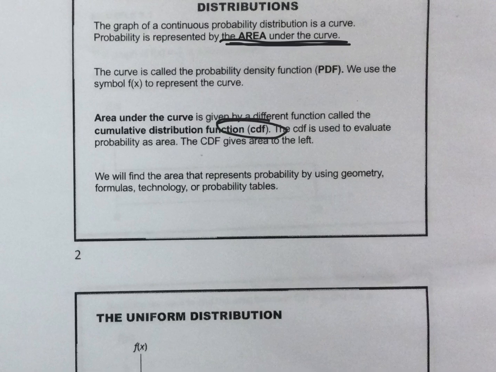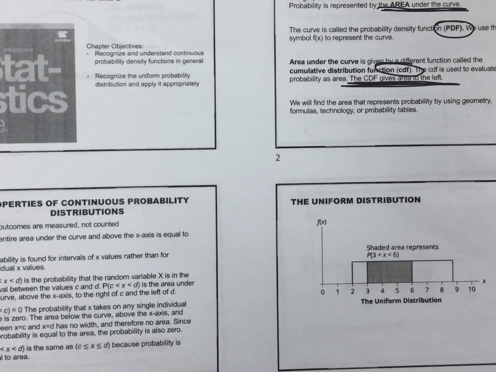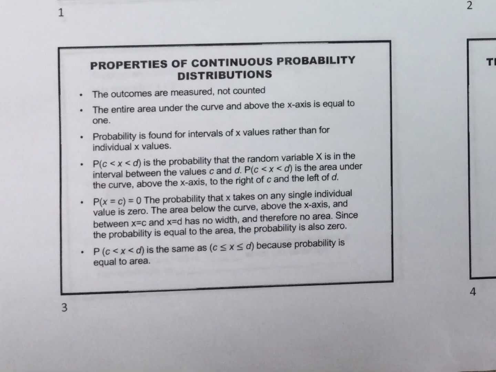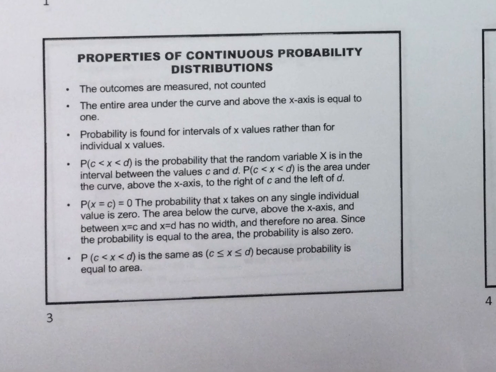We've already talked about CDF and PDF. CDF is the area to the left, and we've already talked about that. The outcomes are measured, not counted. The entire area under the curve and above the x-axis is equal to 1. All the probability equals 1. Probability is found for intervals of x value rather than for individual values.